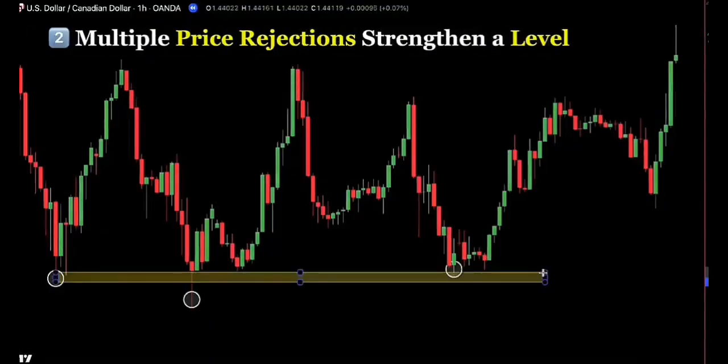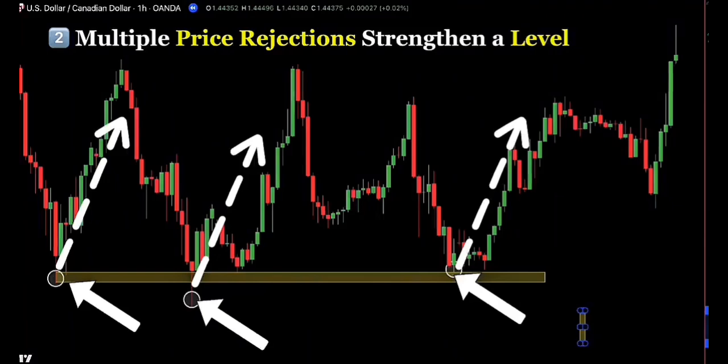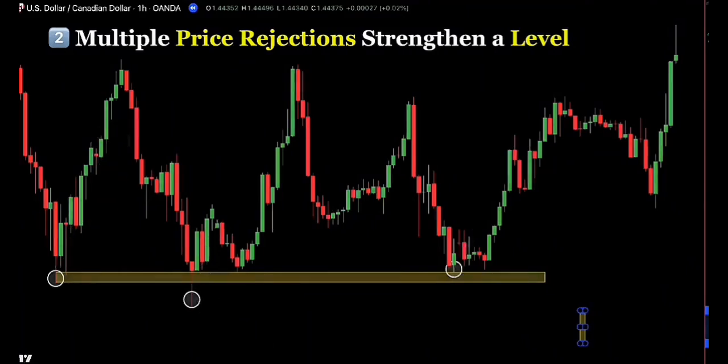A single touch doesn't make a level strong. What really matters is how many times price has rejected the same area. Looking at the chart, price has tested this level 3 times, rejecting it on each attempt. This tells us that traders are actively reacting to this level over and over again. The more times a level is tested without breaking, the stronger it becomes. Why is this important? Because a level with multiple rejections proves that buyers or sellers are stepping in at that area repeatedly, increasing the probability of price reacting again in the future.